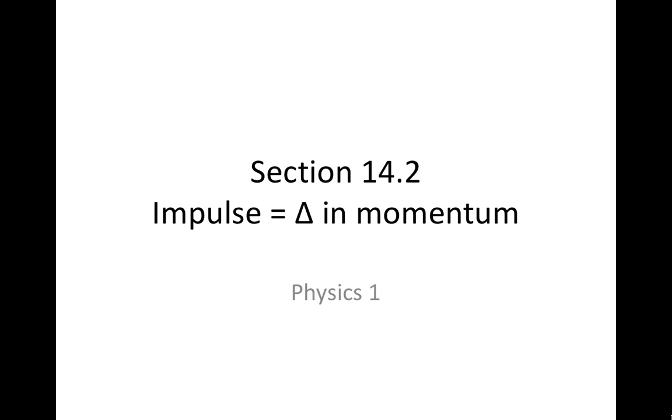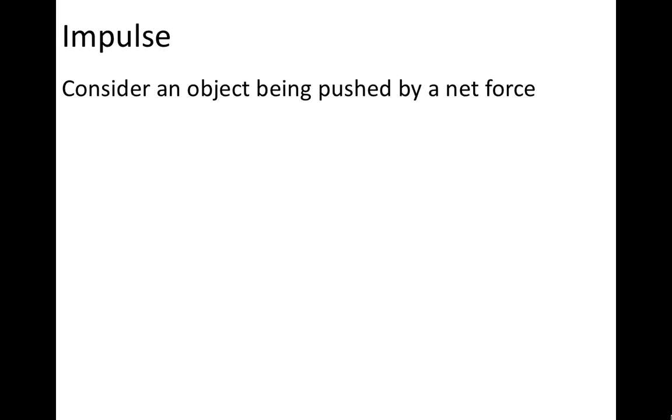In section 14.2, I'm going to discuss how forces can contribute to a change in momentum for an object or system and how we can quantify that with impulse. To start out, let's consider an object that's being pushed by some net force. So let's give our object mass m, and let's say that it is being acted on by some net force. We'll just picture that net force as acting to the right.